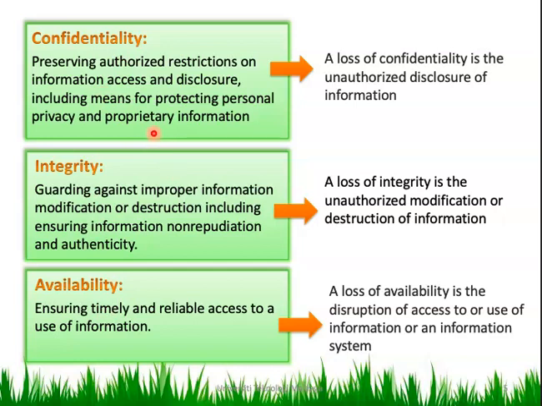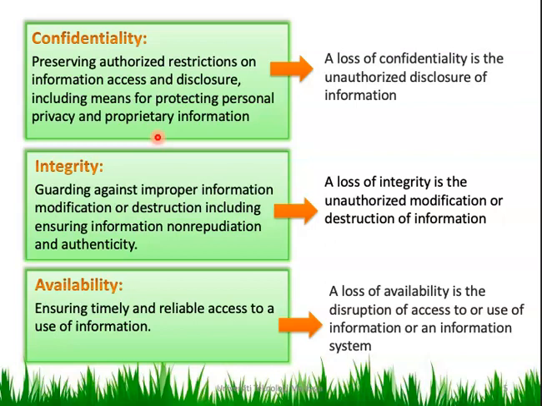Okay, so first, confidentiality means preserving authorized restrictions on information access and disclosure, including means for protecting personal privacy and also proprietary information. Okay, in other words, to be able to have this confidentiality, only the sender and intended receiver should be able to understand the contents of the transmitted message. Okay, means that, for example, in a communication between Alice as a sender and also Bob as a receiver, only Alice and Bob should be able to understand the transmitted message.